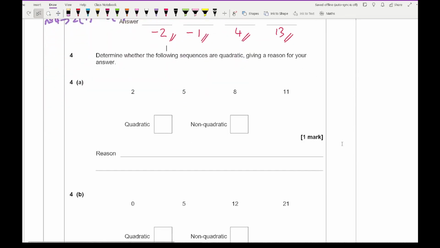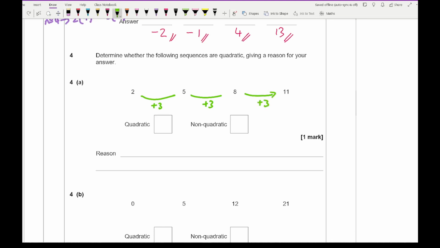Then for question 4, it says determine whether the following sequence is quadratic, give a reason for your answer. So let's have a look at this one. So here we look at the difference. So here we've got plus 3, then we've got plus 3, and then we've got plus 3.